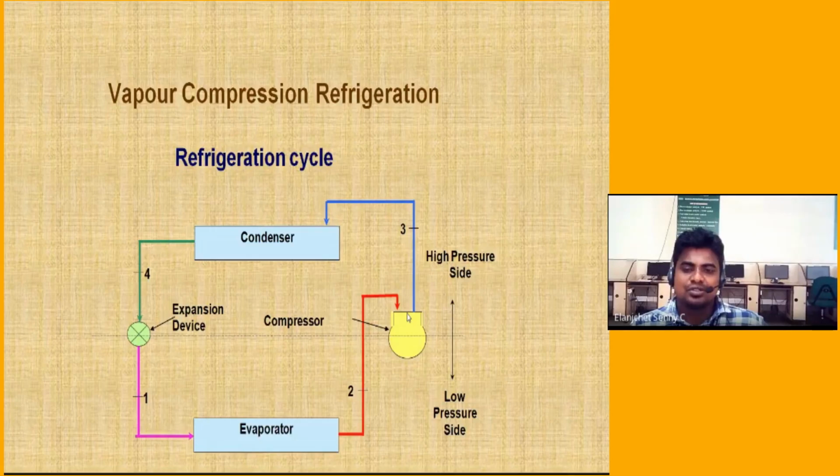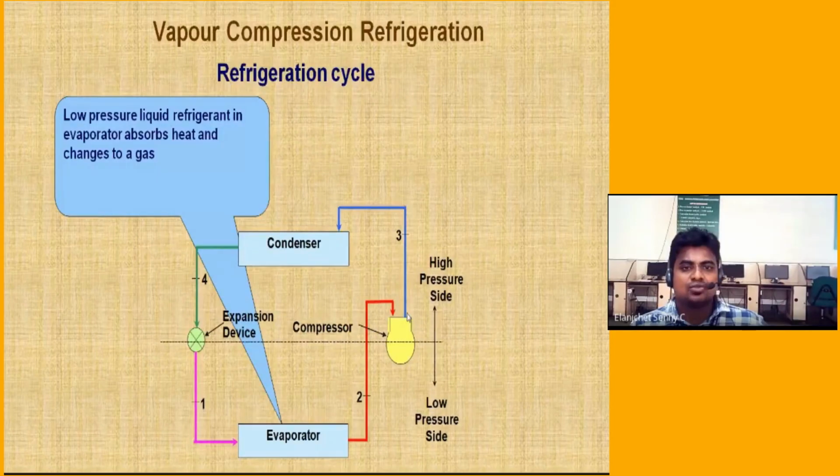So it is the simple form of a refrigeration cycle, or vapor compression cycle, with various components, and it indicates the high pressure side and the low pressure side. So, vapor compression. Let us see the function of the individual components. Let us see the function of the individual evaporator.